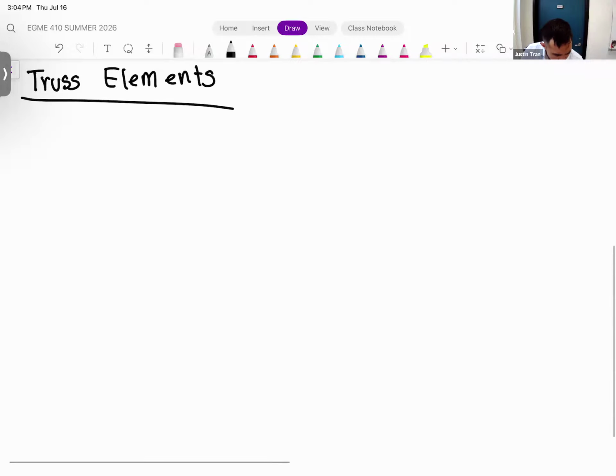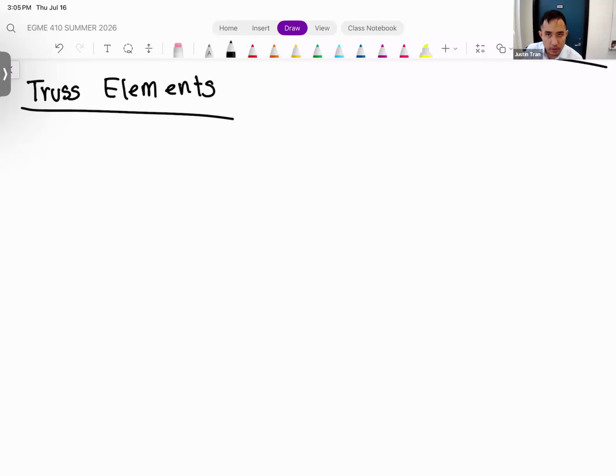Before we start talking about trusses specifically, let's remind ourselves of the direct stiffness methodology, or the direct stiffness process. We're going to use this process for every single direct stiffness problem. The only difference is in the types of elements that we're going to have. Step one, if you recall from Tuesday, is the definition or the calculation of the element stiffness matrices.